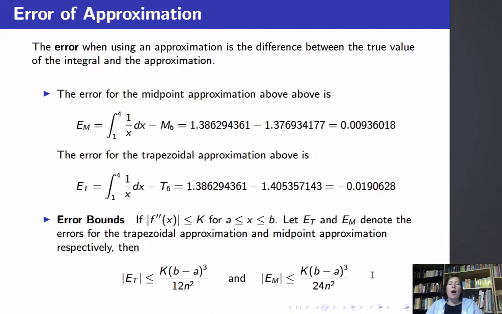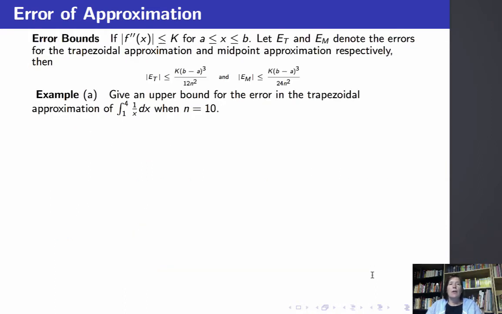So to use this upper bound for the error, we must find an upper bound for the second derivative of the function on the given interval. And this would involve calculating the second derivative and somehow finding the maximum, or something above the maximum, on the given interval. Well, let's try to apply this. Let's try to find an upper bound for the error in the trapezoidal approximation of the integral from 1 to 4 of 1 over x dx, where the number of trapezoids that we use is 10.